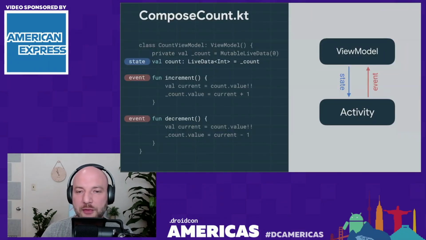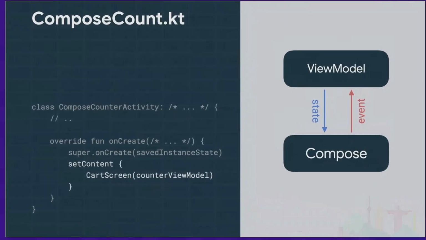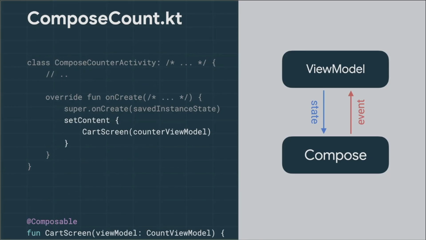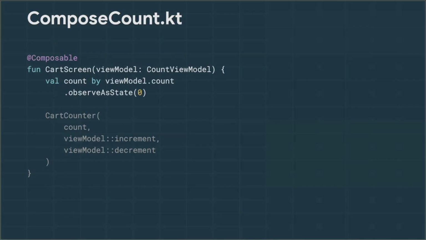So let's take this view model we just built with unidirectional data flow, and I want to swap that activity out for Compose. Let's see how we can do that. I'm going to use that setContent that Tim talked about in the intro, and I'm just going to call into a composable that I'm going to define called CartScreen, and I'm going to pass it that view model. This is an appropriate thing to pass to a screen level composable because the view model represents the state for that screen, and the screen level composable interacts with the entire screen.